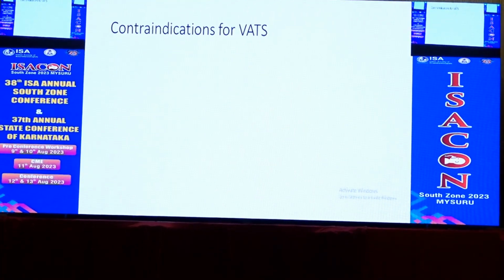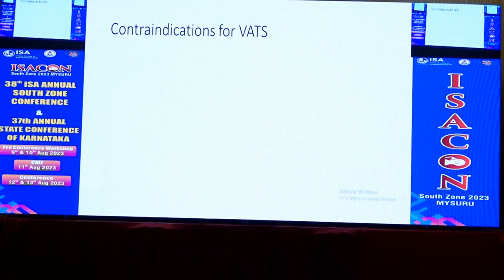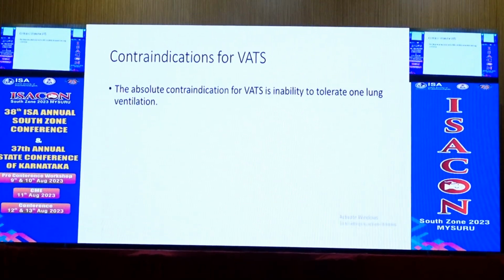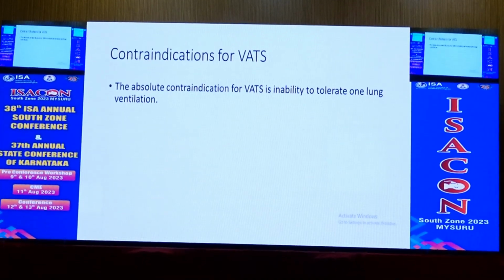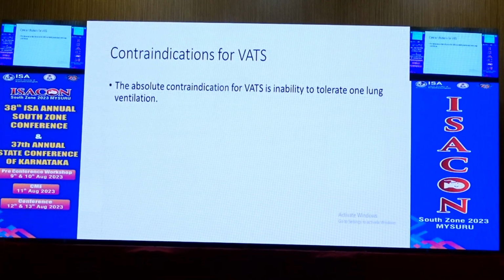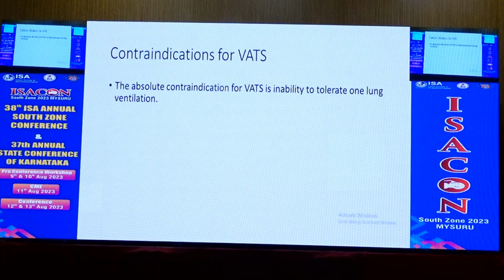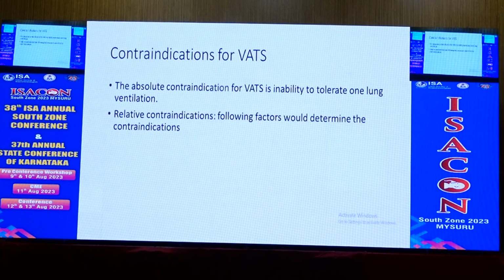So what are the contraindications for VATS? For any procedure you take, there will be contraindications. It can be an absolute contraindication or a relative contraindication. The absolute contraindication is when the patient is unable to tolerate one lung ventilation; that is an absolute contraindication for VATS. What are the relative contraindications?